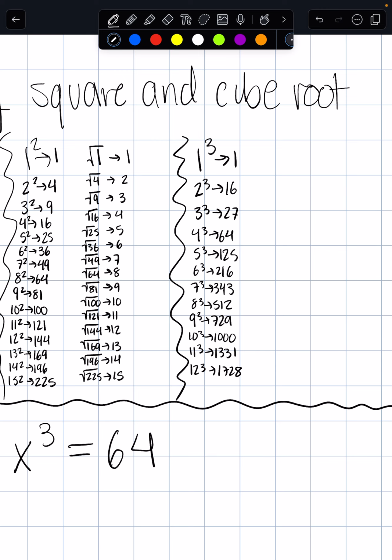And then the same thing happens for your cube root. Your original answer previously is now what you're putting under that cube root, and your answer is going to be what you were originally cubing. So the same relationship exists between a cube and a cube root that existed between our square and our square root. So I'm going to go ahead and just fill out this chart.